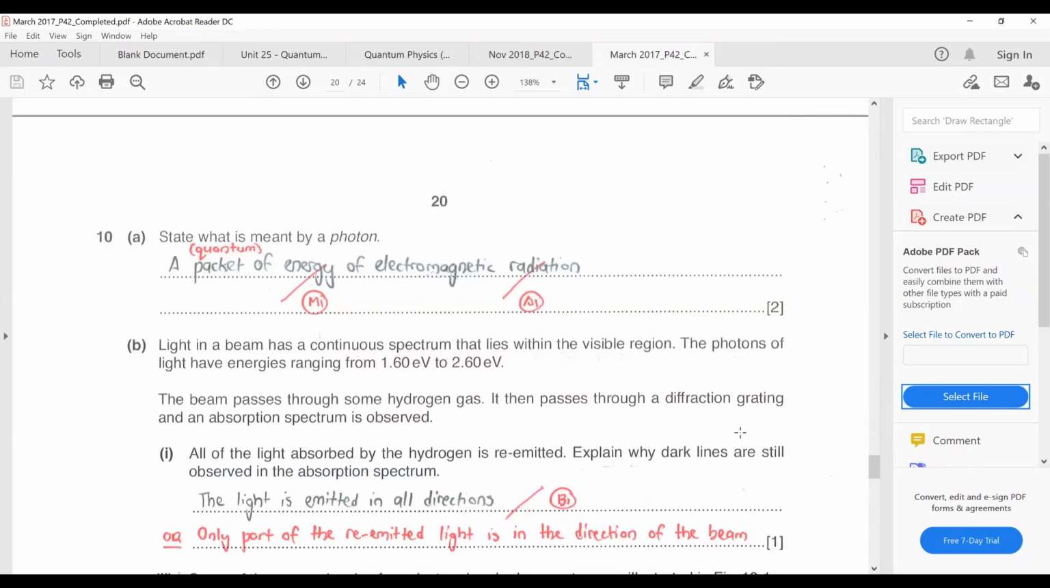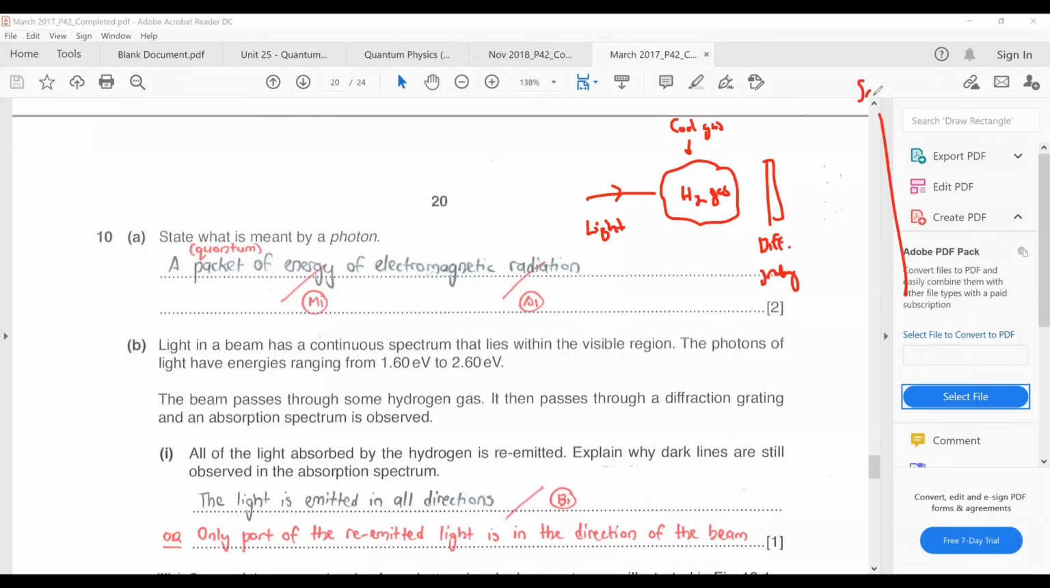So this is actually what I was just talking to you about. Then after that you have hydrogen gas here, which is your so-called cool gas. Then after that you have your diffraction grating, and then this is your screen. So what you get here is a colored background with dark lines. So they're asking you right now, why are there dark lines observed in the absorption spectrum?